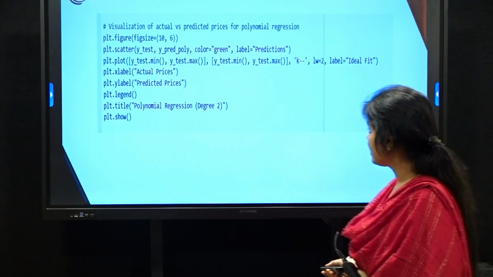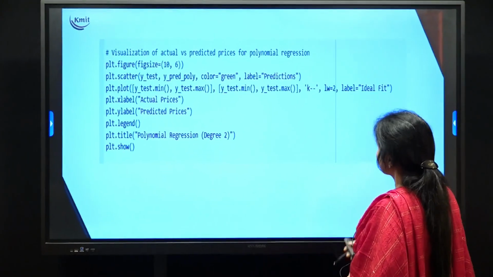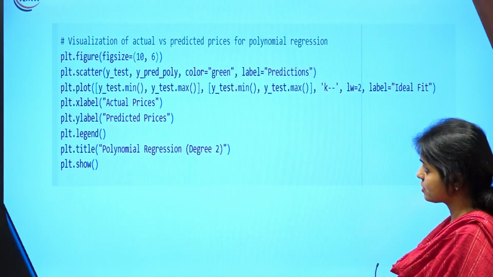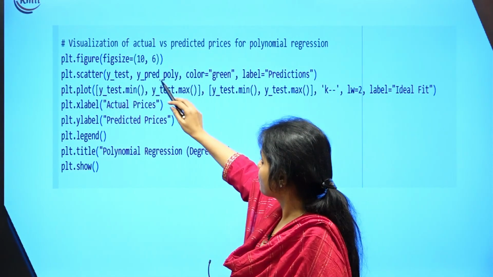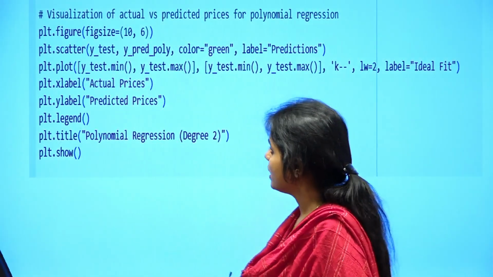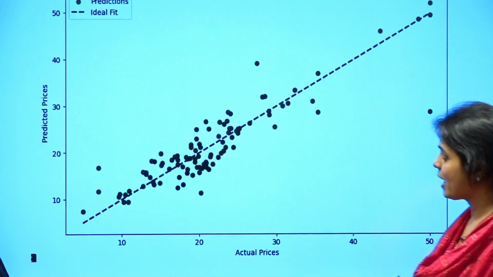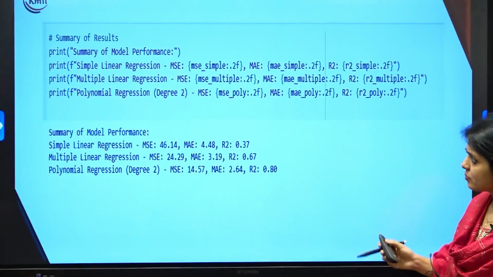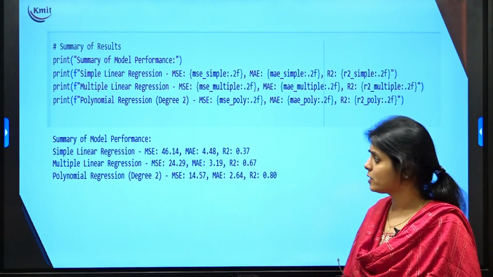Okay. Now the next question is, how do we visualize polynomial regression? The same thing, actual prices with the predicted prices. Okay. So scatter plot for predicted poly, and for test results I am going for line plot, and I am trying to plot actual versus predicted prices. Now this is the summary of results of all the three algorithms.